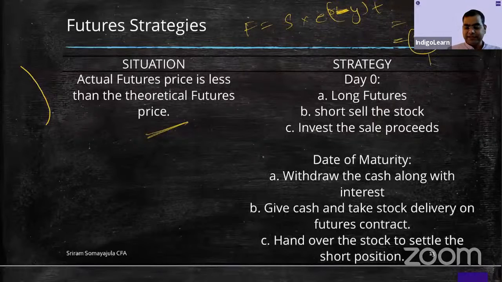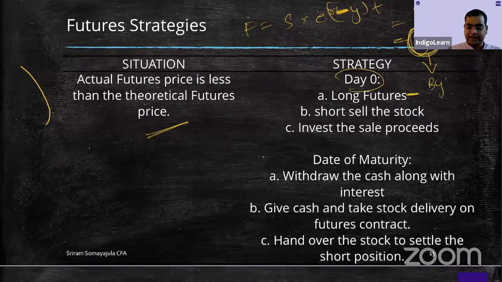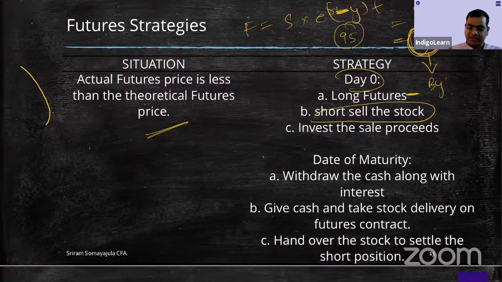So something that is available cheap, you buy. Something that is costly, you sell. So you sell for this 100 and you buy for this 90. So what do you do? On day 0, you go and buy these futures which are trading at 90. This is the first part of the contract. Then you short sell the stock. Let us say the stock is at some 95 or 96. Shorting is basically selling a stock which you don't have, right? That is called short selling.